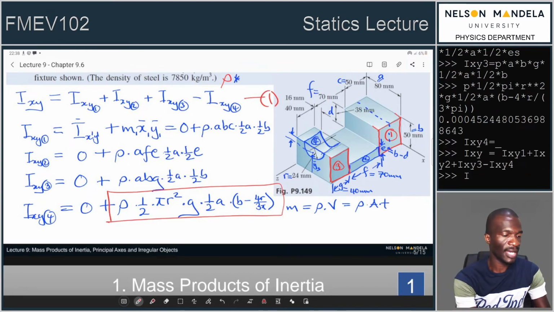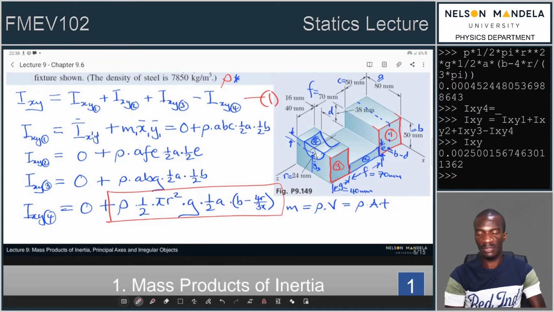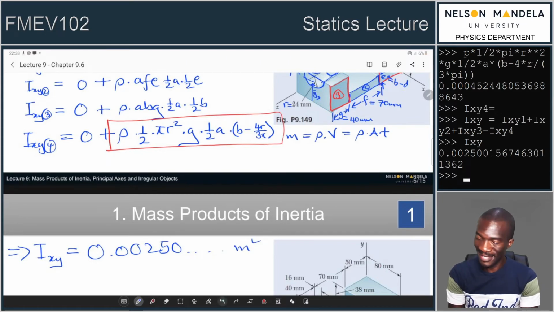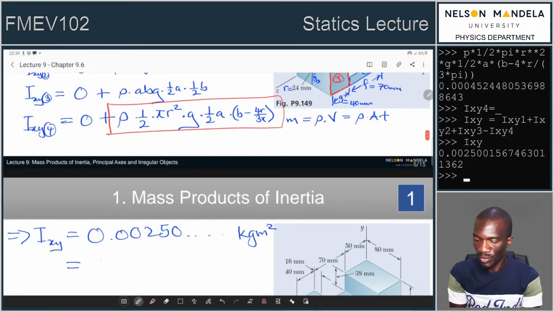So we can then write our Ixy, actually we can just paste that, and we will find our solution to be 0.0025, 0 and so forth. Let's just rewrite it in this color. And obviously this is a mass product of inertia, so we will have kg meter to the 2. So this means that we can actually write this as 2.50 multiplied by 10 to the minus 3 kg square meters. Our Ixy is given therefore as that.